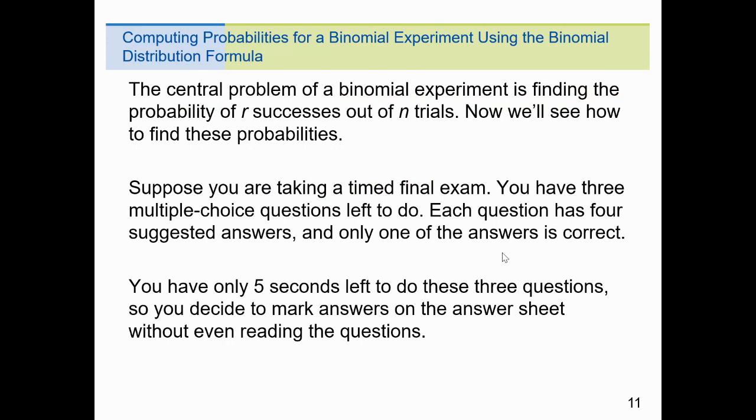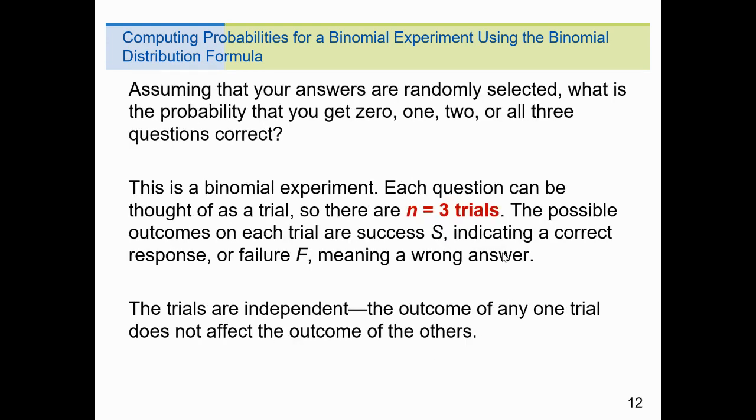The central problem of a binomial experiment is finding the probability of r successes out of n trials. Now we'll see how to find these probabilities. Suppose you're taking a timed final exam. You have 3 multiple choice questions left to do. Each question has 4 suggested answers, and only one of those answers is correct. You only have 5 seconds to do these 3 questions. You decide to mark the answers on your answer sheet without even reading the questions.